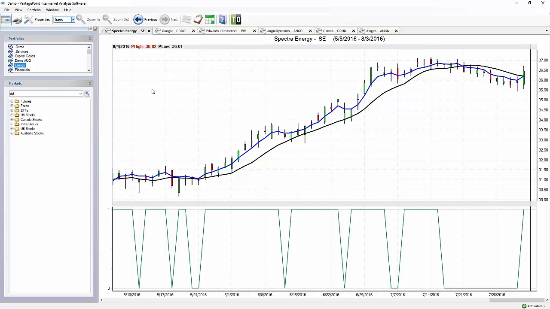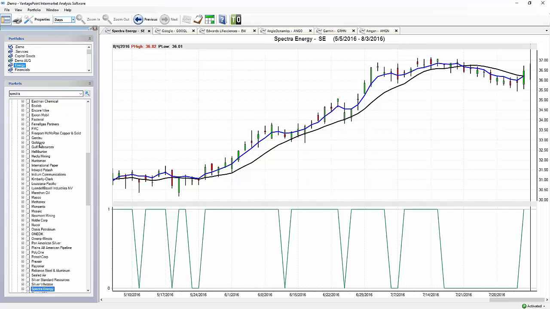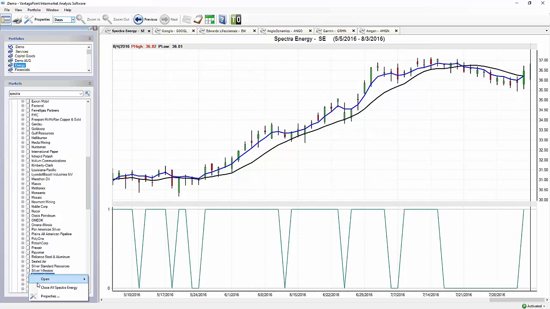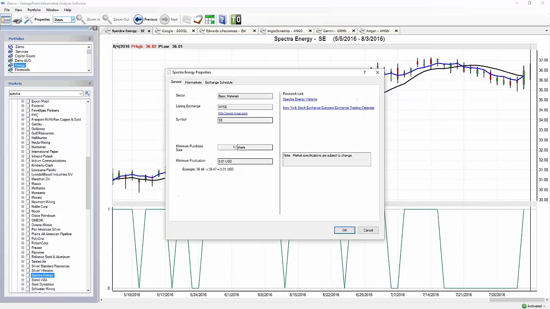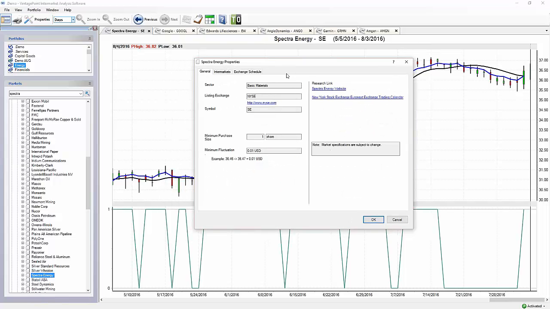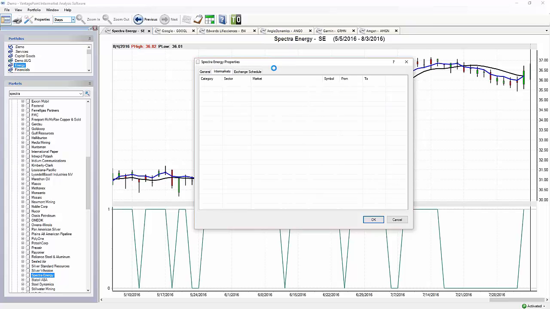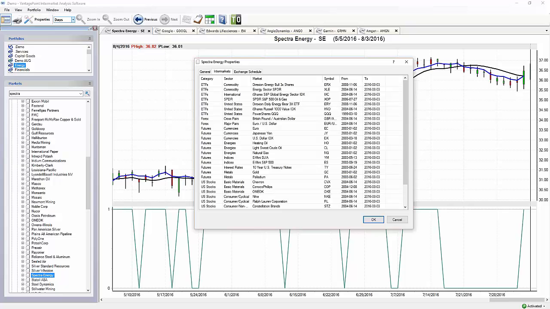But what's critically important here, guys, is this is what's called the VantagePoint Intermarket Analysis software. What this software is able to do is analyze those global market relationships and essentially produce a forecast via these predictive indicators that you see on the screen here. Before we get into these indicators, how you interpret them, and how you're going to use them on a daily basis, I want to show you, if we go into the properties for Spectra Energy, this individual equity, we can view what's called the intermarkets.